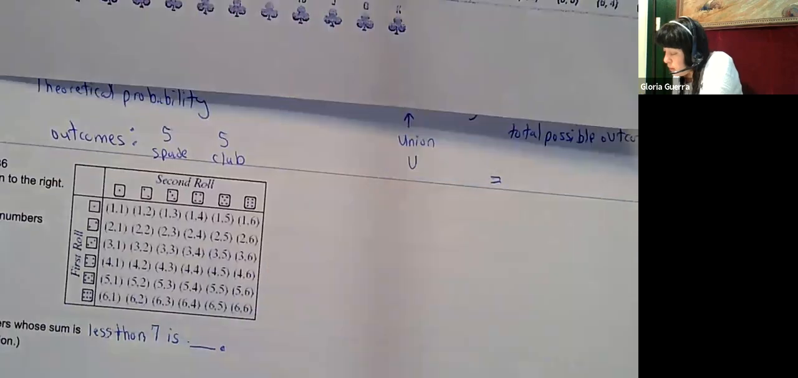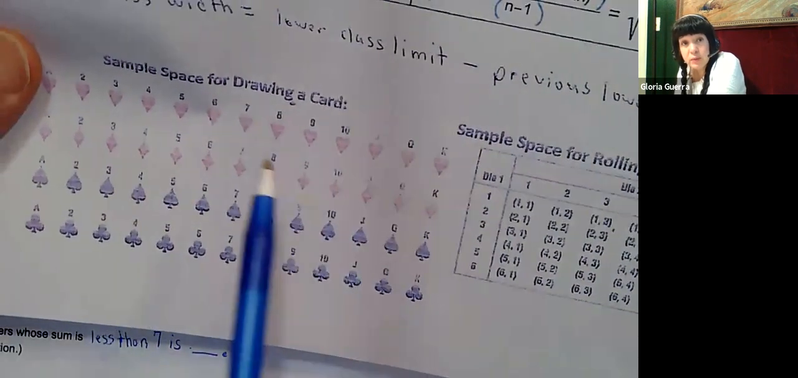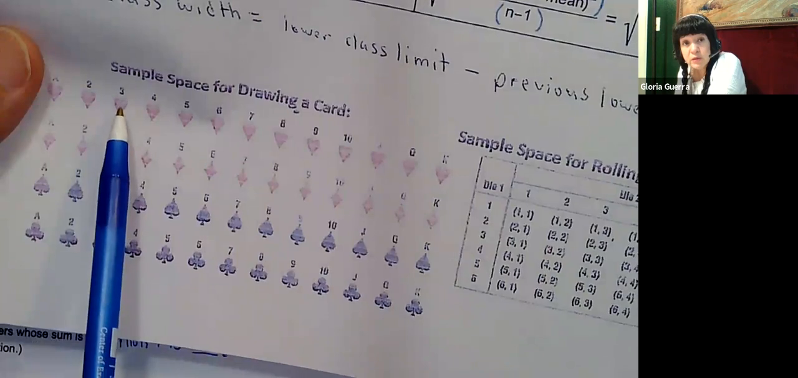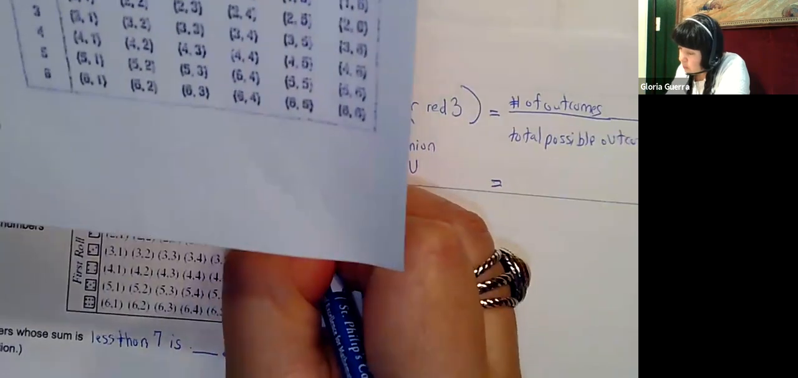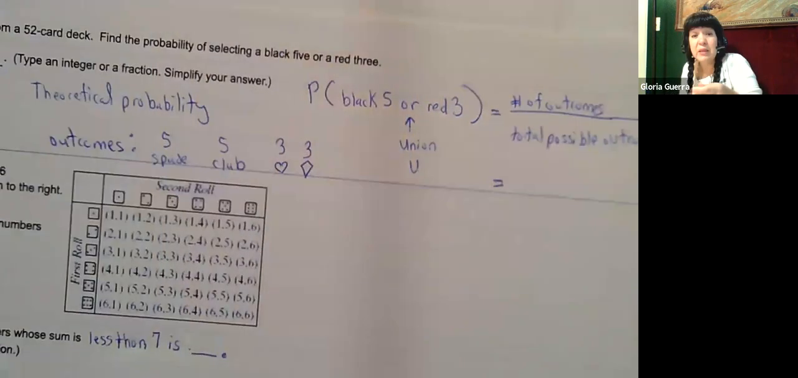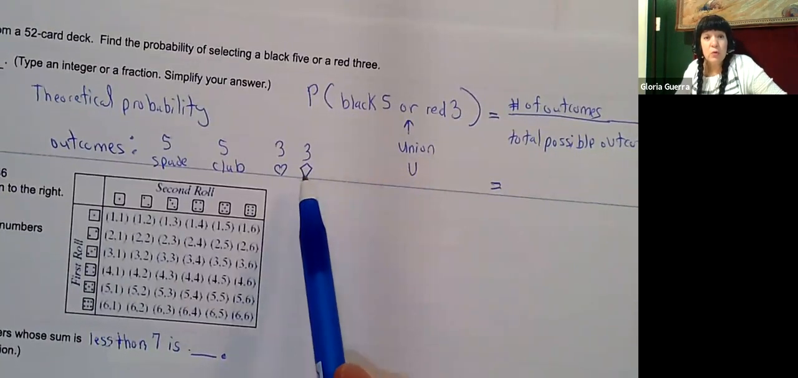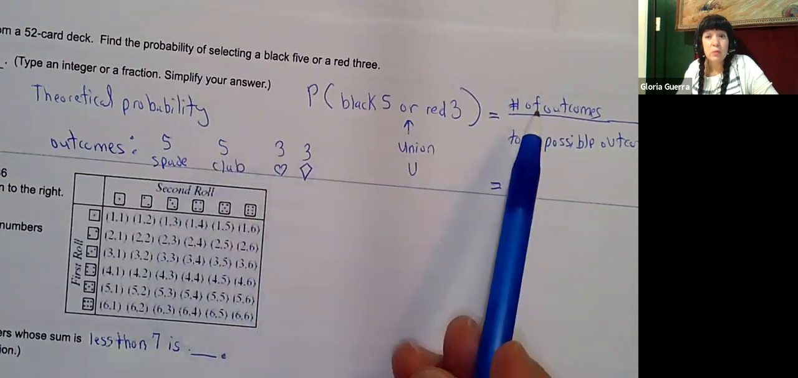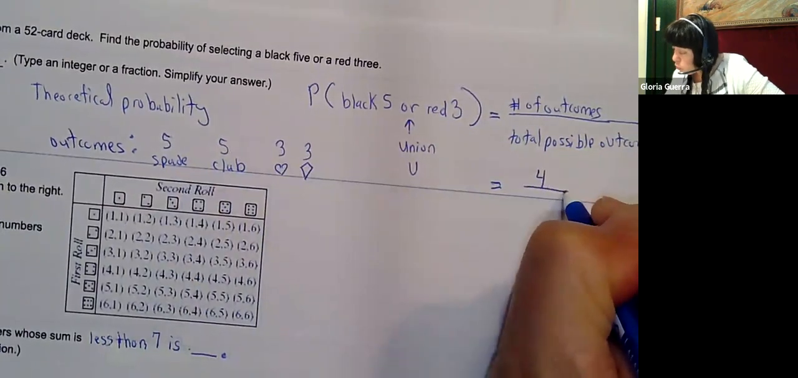Okay. And then or means you're going to union that. So you're going to combine that with the red 3. So I go to my reds and I want the 3. So I've got a 3 that's a heart and a 3 that's a diamond. But then that's it. And remember, or is union, so you're going to add all your outcomes. So the number of outcomes is 4: 1, 2, 3, 4. So 4 over your total possible outcomes.